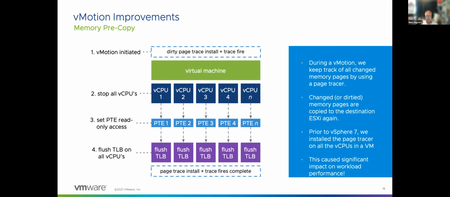TLB being the translation look-aside buffer. Without going into too much detail, that is basically a caching mechanism for us to quickly understand what virtual page is what physical memory page. But the key is that we need to stop all the vCPUs.